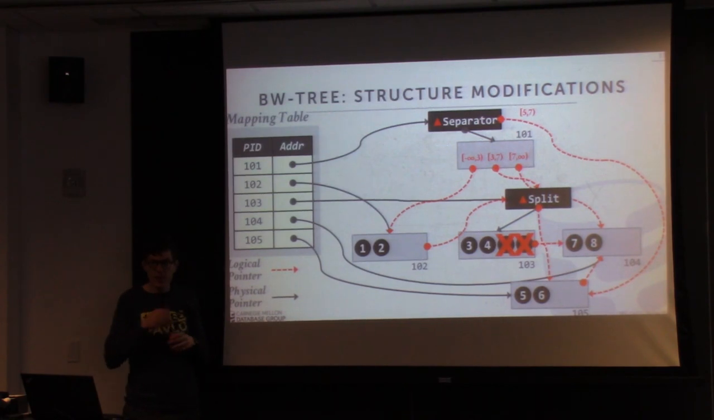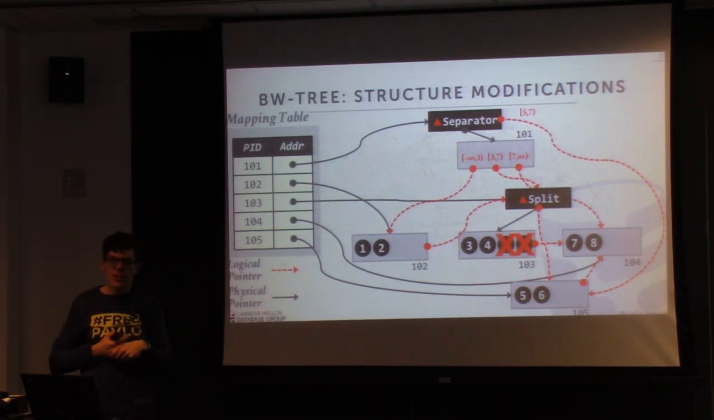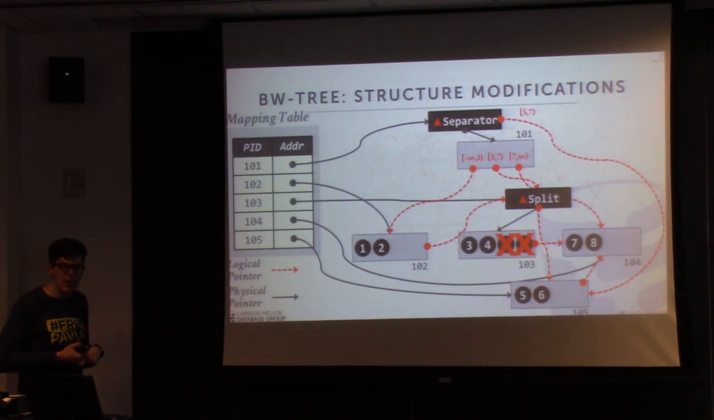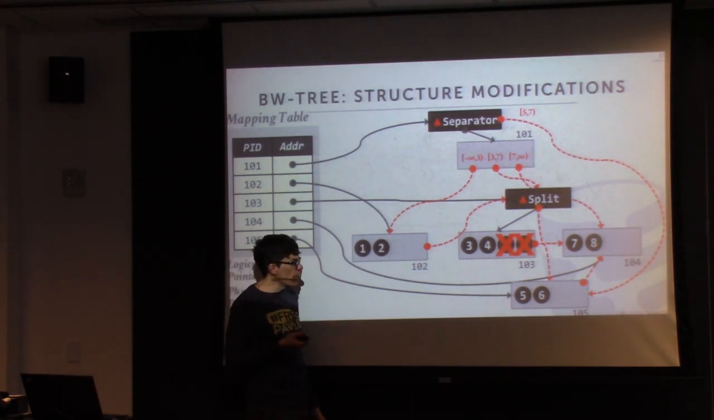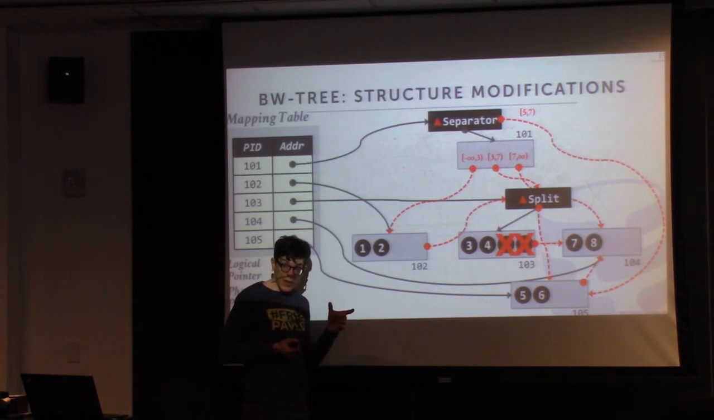Okay. Yes? If you have multiple threads trying to split, is it possible that one of them has the split record installed and the other thread tries to install the separator? All right, so her statement is, if I have two threads that want to do the split at exactly the same time, is it possible for one of them to do the split and the other installs the separator? No, you have to do the split before you do the separator.